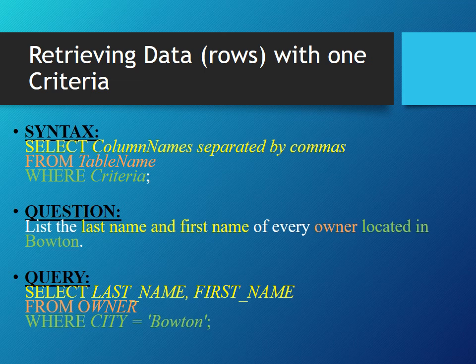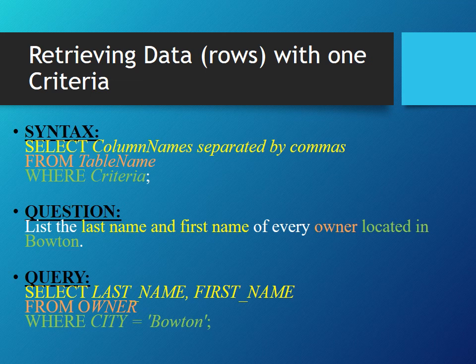Remember when you're writing your select from where items, capitalization is not case sensitive, but anything inside single quotes that is a string is case sensitive. So since the cities all start with a capital B, you must have a capital B in this case.